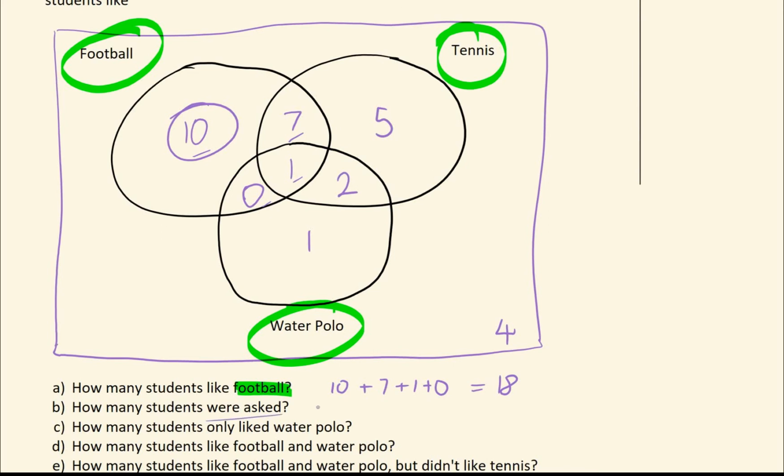Next, part B. How many students were asked? For this, all you need to do is add together all the numbers. So we know that these numbers here give us 18. So then it's 18, 23, 25, 26, 30. So all the numbers, that gives us 30.